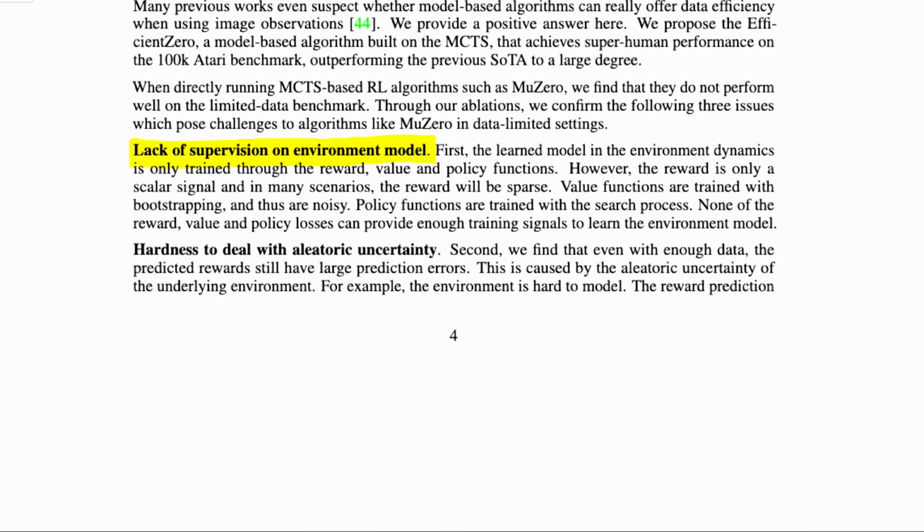The second one is hardness to deal with aleatoric uncertainty. I've given up on trying to remember which one is aleatoric and which one is, what's the other one? Epistemic? I have no idea.